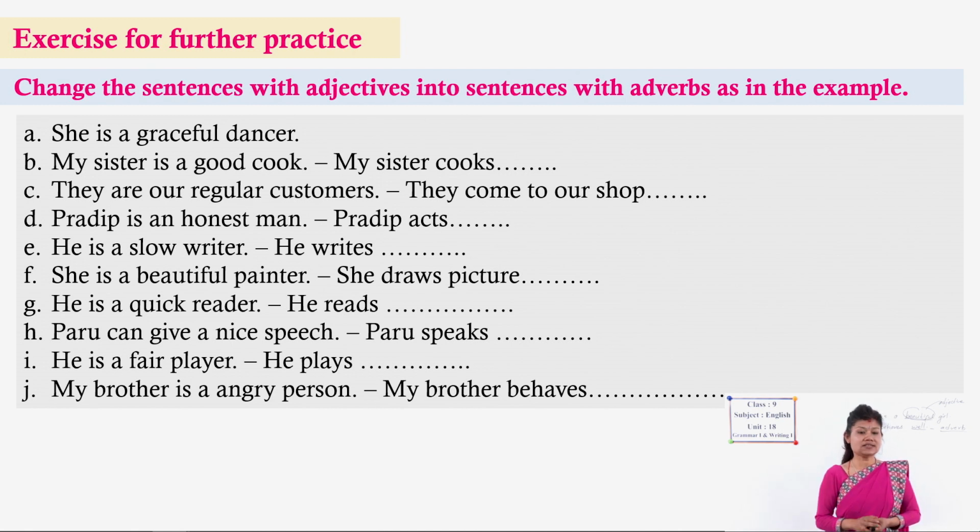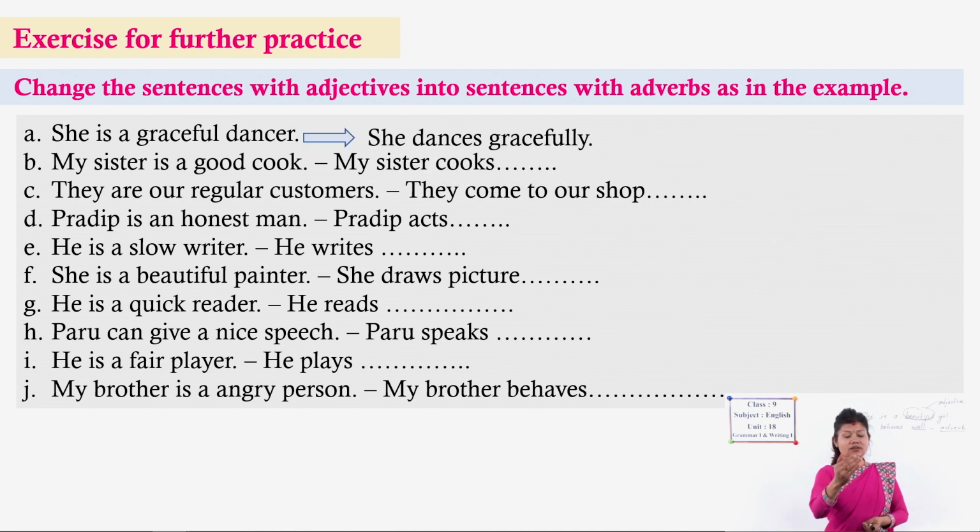She is a graceful dancer. Graceful is an adjective here, yes. So, you can change it into a sentence having an adverb like this: She dances gracefully. So, changing graceful into gracefully, an adverb. So, the manner of dancing. And similarly, you can do the others. My sister is a good cook; my sister cooks. What is the adverb of good? Goodly? No. The adverb of good is well. See, my sister cooks well. So, in this way, first of all, identify the adjective in the given sentences and try to convert it into an adverb. Will you do it?